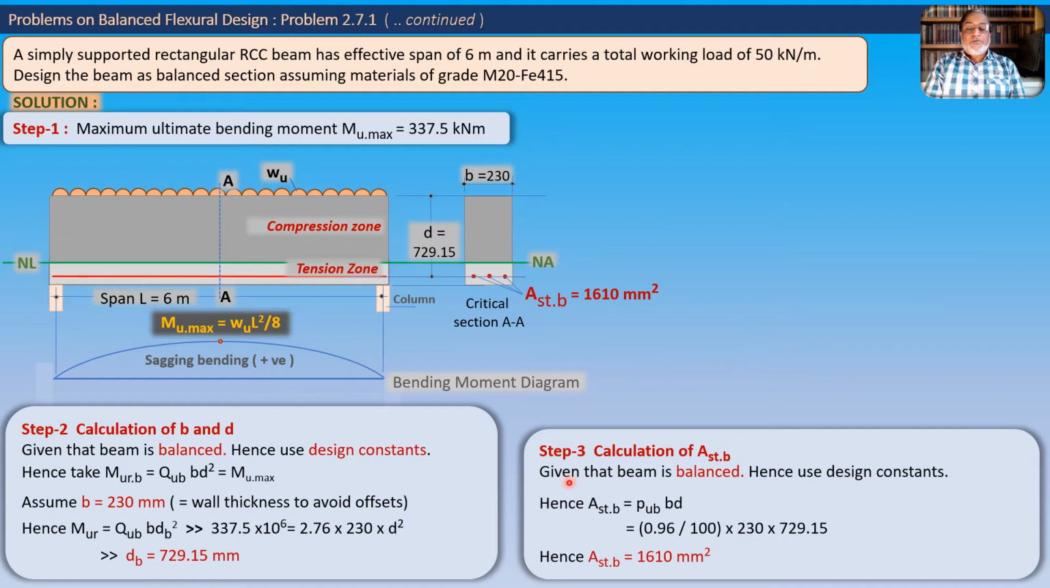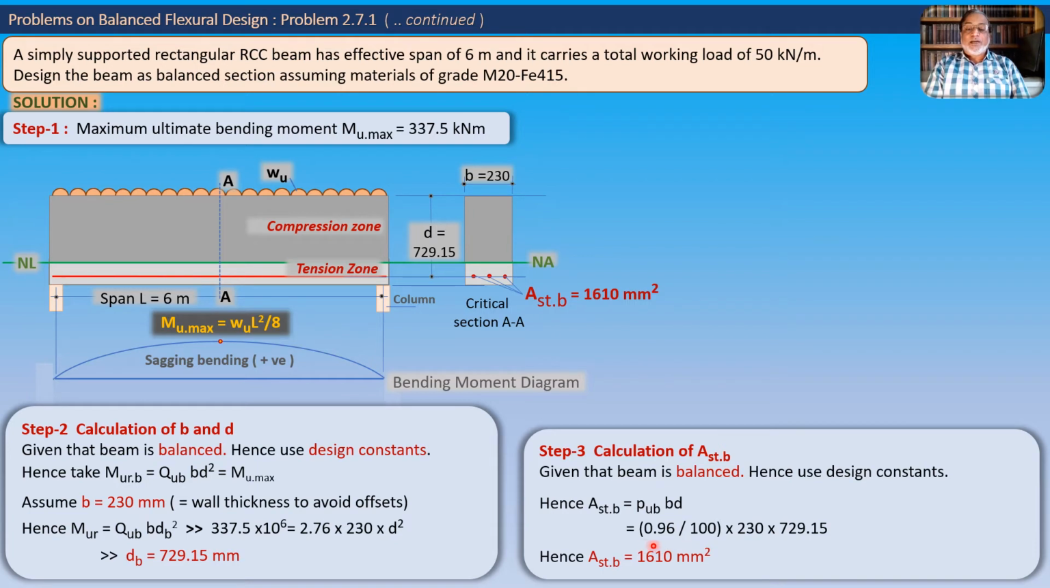So since the beam is a balanced beam, again we will be using a design constant. Now the design constant which is appropriate for Ast is the constant pu b, which is the steel constant, and that is why we will use the formula Ast b equal to pu b into b d. This is the formula. So here we will recollect from the earlier slide that the value of pu b is 0.96%, and we will use that value.